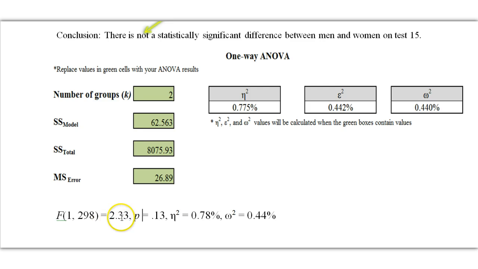Now notice that you need to stay consistent in reporting. If you're going to report 2 spaces after the decimal, make sure to do that. Also, there should always be a space before and after the equal sign. There should always be an italicized P, italicized F, and for values that can exceed 1, they need to have a leading 0.